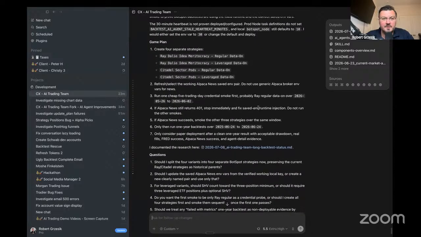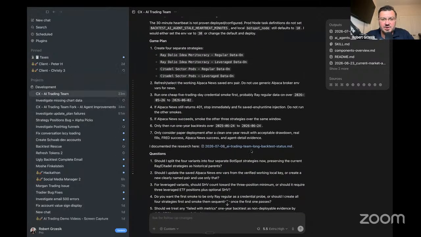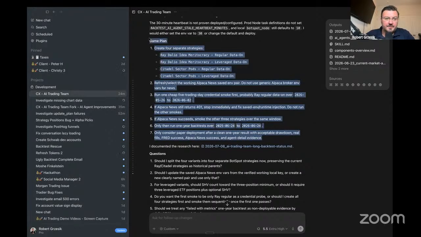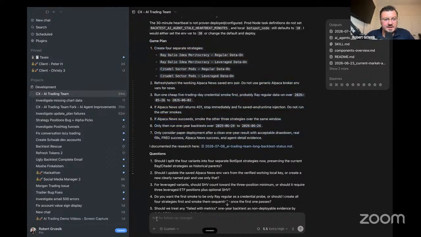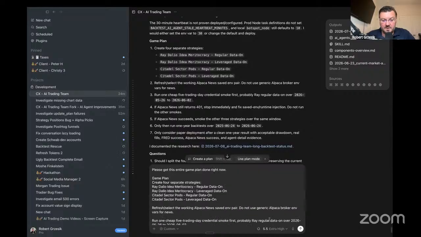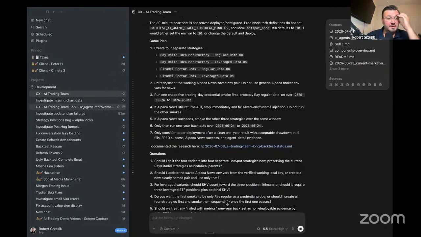Okay, create four separate strategies. Refresh, select the current. Run one sheep. If Alpaca news still returns, stop immediately and fix. Do not turn on. Smoke the other strategies and over 1 year backtests. Okay, all right. Please get this entire game plan done right now. It's going to take a while for these to backtest, but we can get those done.